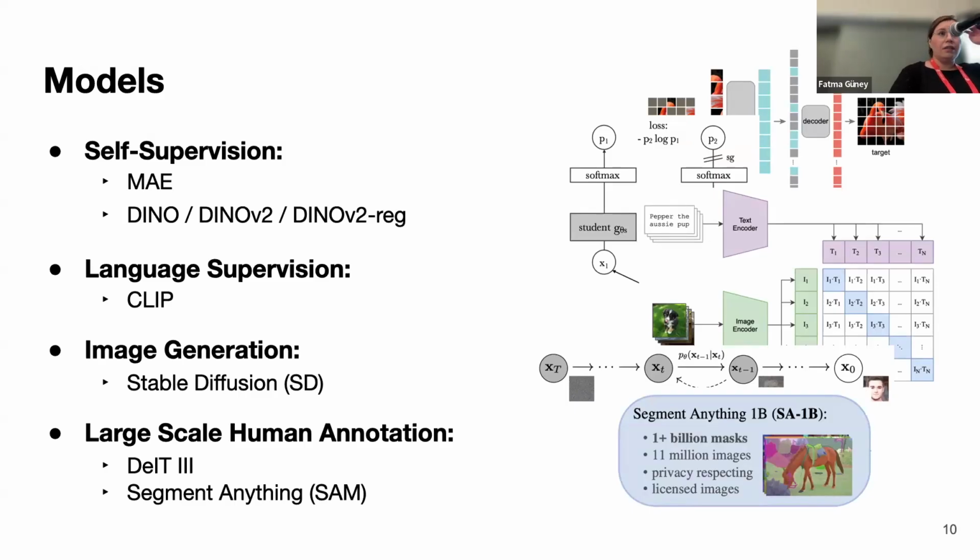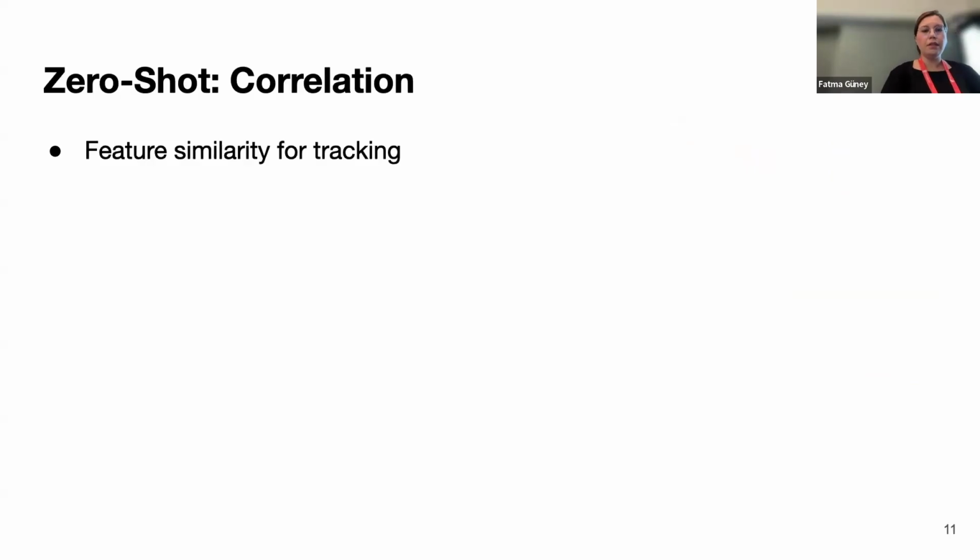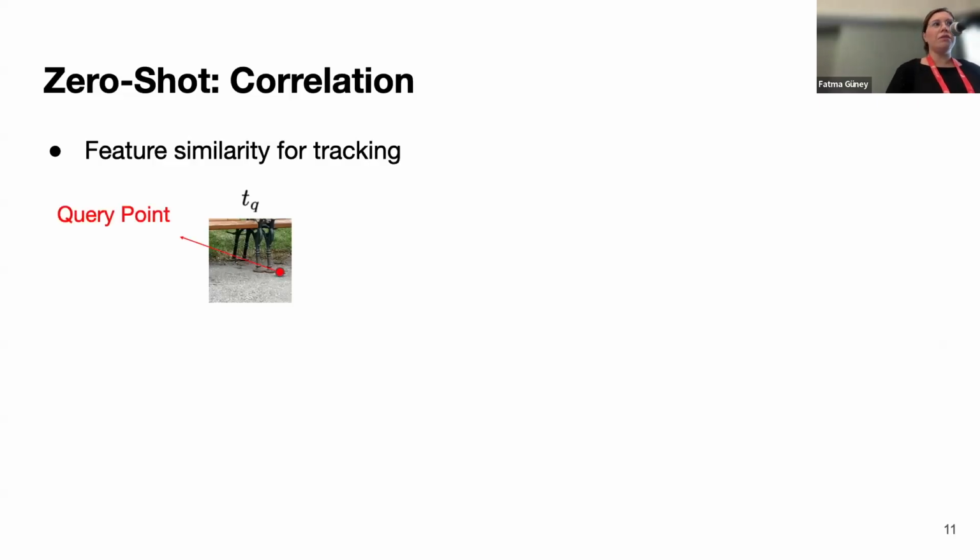Okay, so let's start with the first setting, zero-shot. In the zero-shot setting, we are not changing the model at all, so we are relying on feature similarity for tracking. How did we do it? It's very simple. Given a frame, T_Q, and a query point on it. T_Q is for query frame, where the query is located, okay? And some other frame in the video. This can be any other frame, T, in the same video.